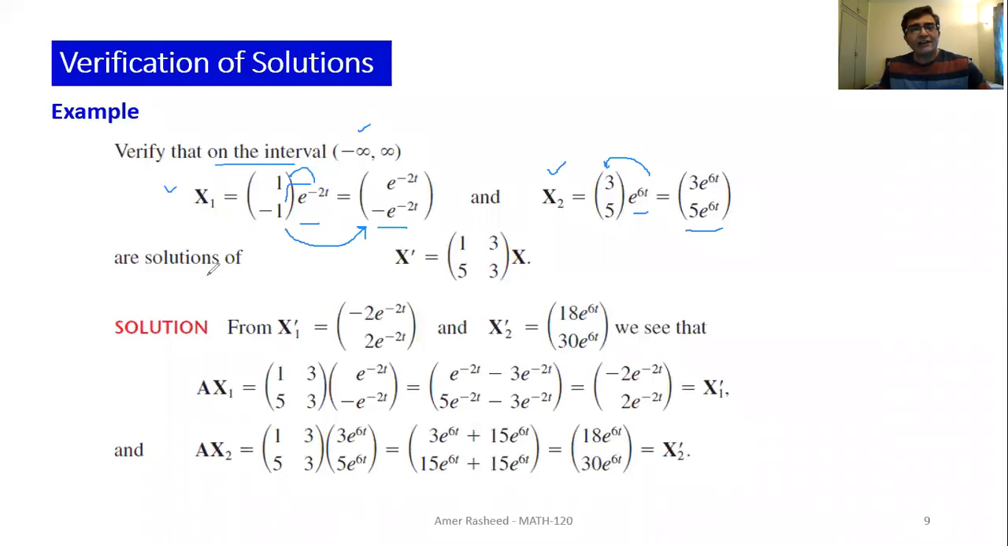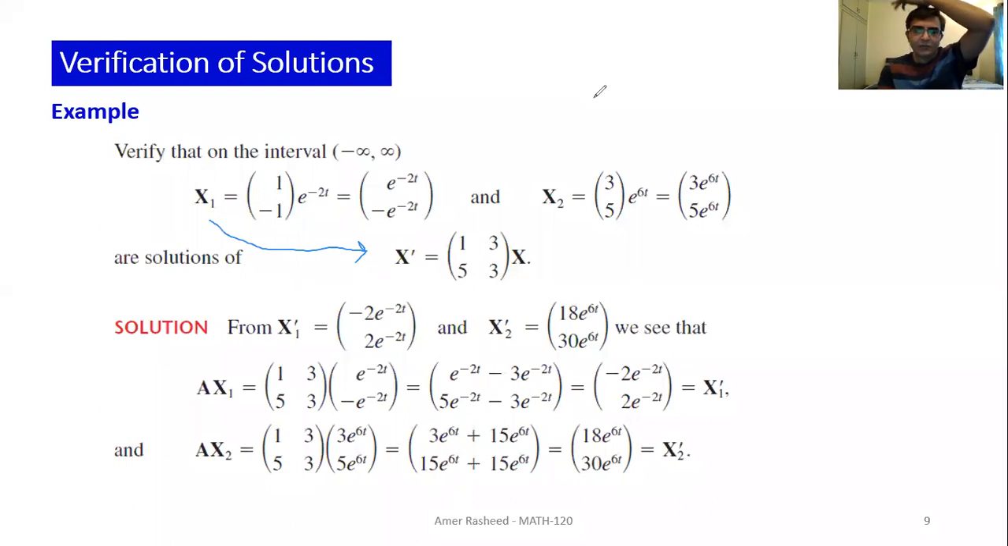We have to prove that these vectors x1 and x2 are solutions of this homogeneous linear system. We have to prove that they are solutions of this system, so we check one by one. First we insert x1 into this system, and then verify whether it satisfies all the equations in this homogeneous linear system.